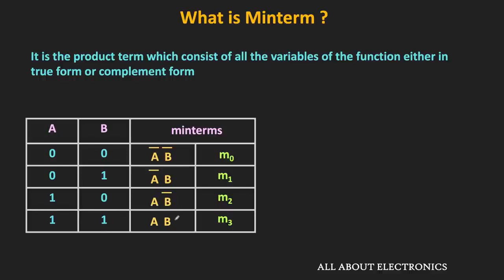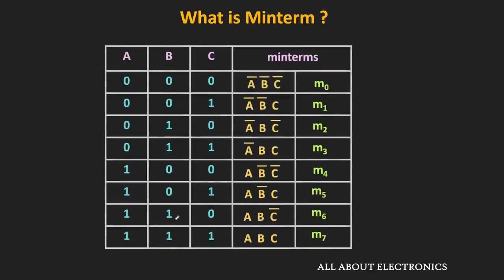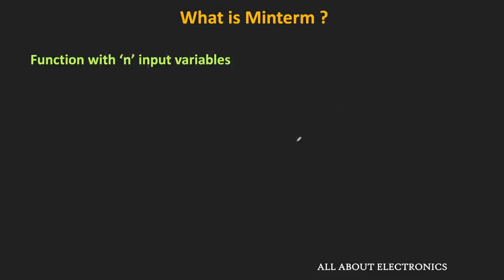Similarly, for the 3 variables, following are the minterms. Now, since the minterms are the product terms, its output is 1 only for the specific input combination. For example, this minterm a bar dot b bar dot c bar is 1 when all the inputs are 0. Likewise, this minterm m3 is 1 when the input a is equal to 0 and the inputs b and c are 1. And likewise, the output of each minterm is 1 only for the specific input combination. So as you can see, for the 3 input variables, there are a total of 8 minterms. Or in general, for the n input variables, we have a total of 2 to the power n minterms.